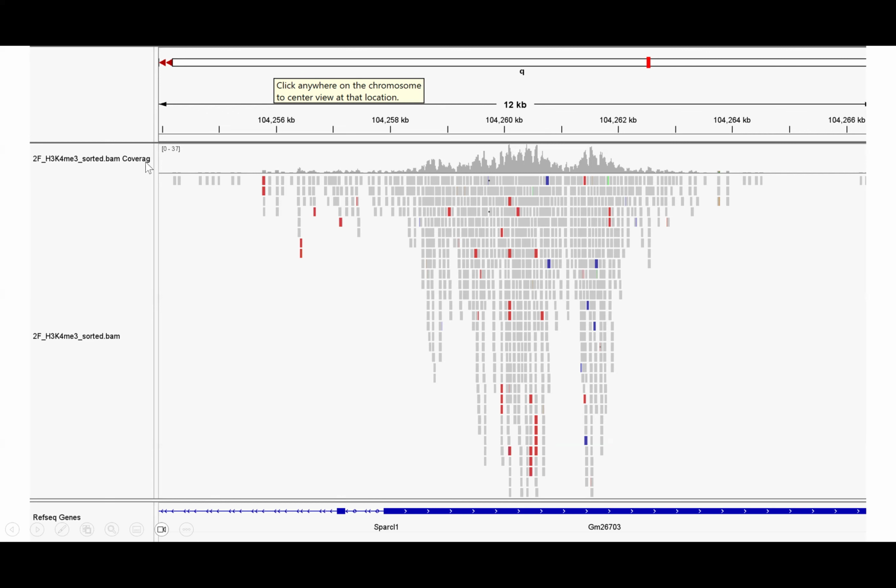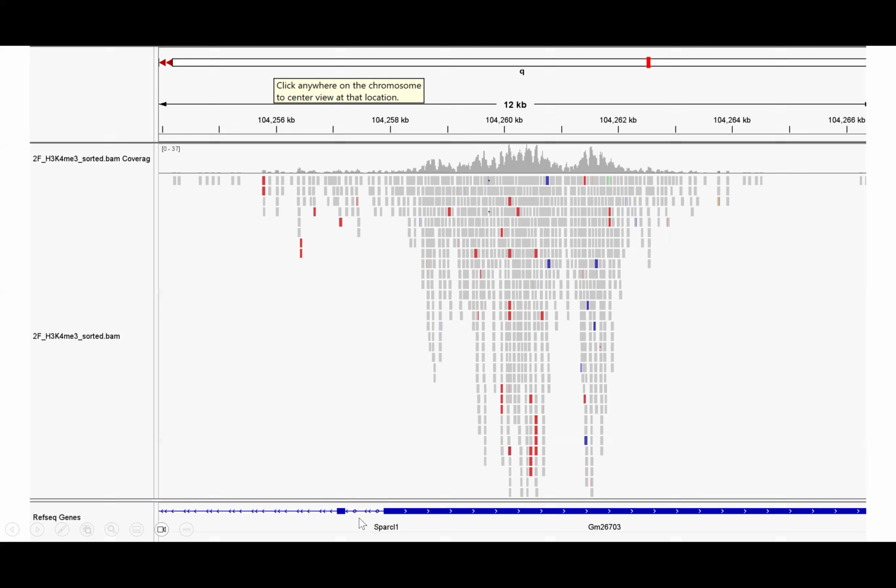And then on the top, you get what's called coverage, which we'll talk about a little later, but this is sort of how much of this stacking up of reads you have along each part of the genome. And there's ways you can make files that have just that information. But this gives you a general sense of what your aligned reads look like.